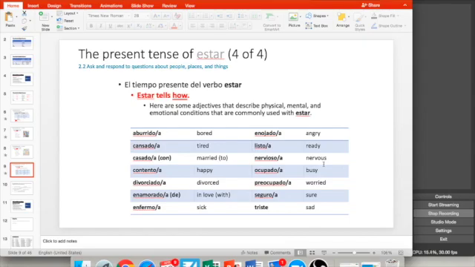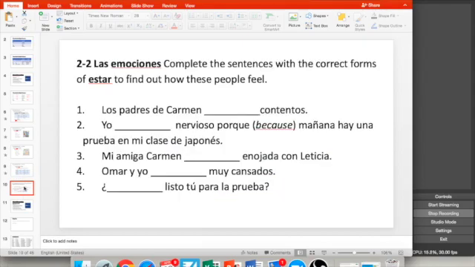Okay, so these are just some various adjectives that you may use with estar. These are in your text and you can review them at your leisure, but I just wanted you to know that these are here. We're going to practice a little bit with estar, and I'm going to do one with you. I'll have you pause your audio and go through and give some more of these a try.